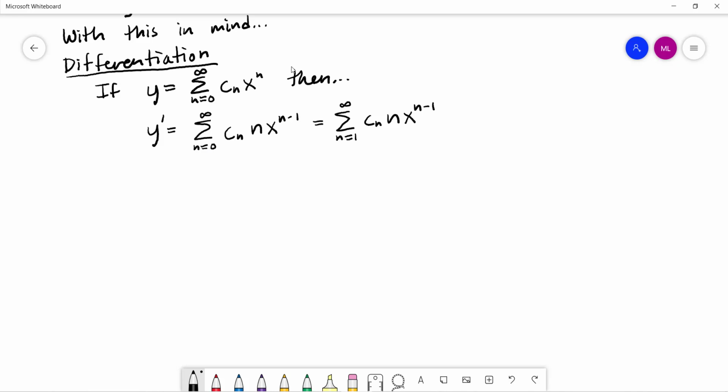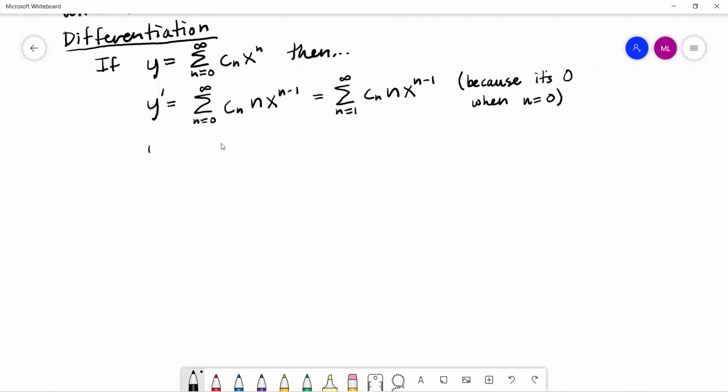So basically, we can ignore the n equals 0 case because this term will be 0 and the whole thing will be 0 anyways, right? So we can do this because the whole thing is 0 when n equals 0. So that's why we could ignore that first term.